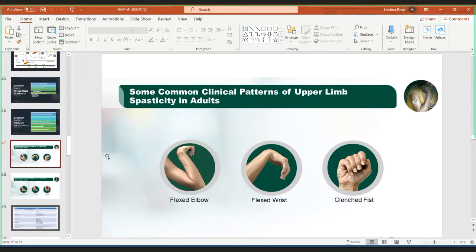We saw the wound from skin breakdown in the elbow area, but it can happen in any area. So these are typical patterns for the upper extremity.